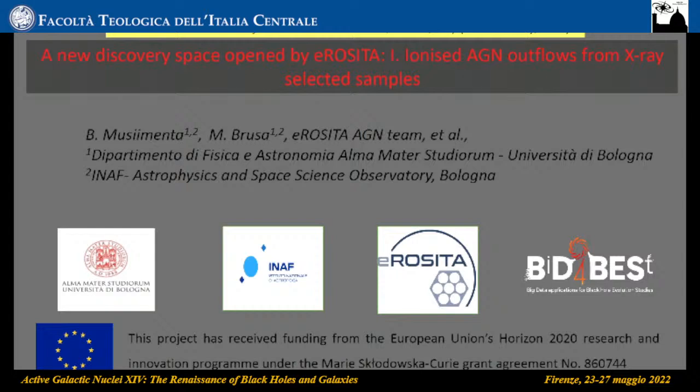So I'm going to talk about the various methods that we have used to select AGN that have outflows in eROSITA.